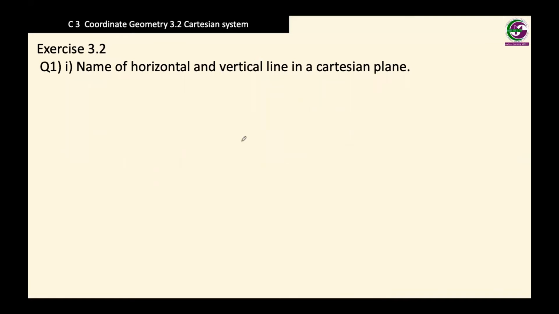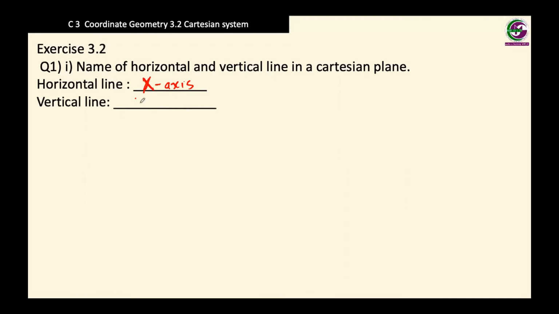Name of the horizontal and the vertical line in a Cartesian plane. Horizontal line is called, can you try, what's the name of horizontal line? Very good, it is called x-axis. When you write the axis, we use the capital letters, and when you write the abscissa, we use the small letter. So this is x-axis, and the vertical line is called y-axis. And the plural of axis is axes. If you want to say together, it is axes.